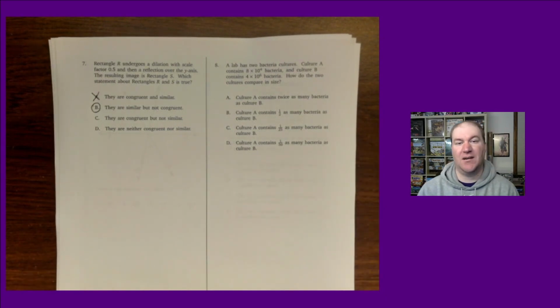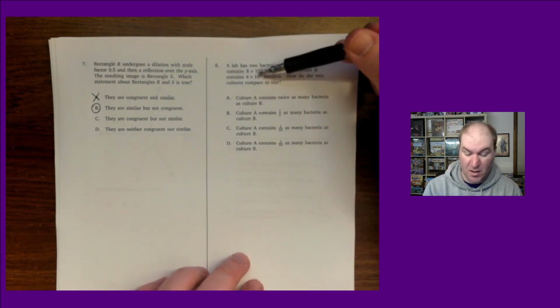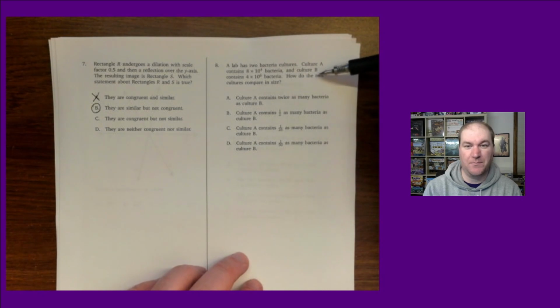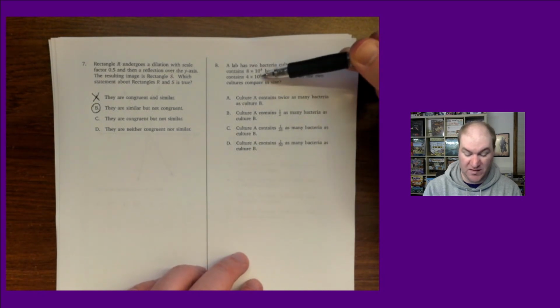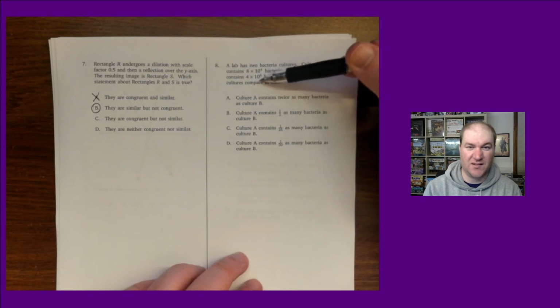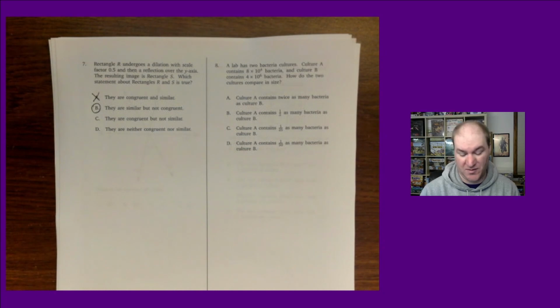Choice 8. A lab has 2 bacteria cultures. Culture A contains 8 times 10 to the 4th bacteria, and culture B contains 4 times 10 to the 6th bacteria. How do the two cultures compare in size? Well, if you look at these two numbers, culture B is bigger, right? Because the exponent is 6. That's going to move the decimal 6 times, whereas this one only has an exponent of 4. That one will move the decimal 4 times.